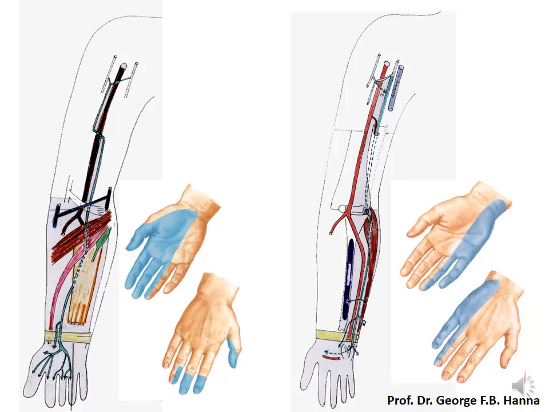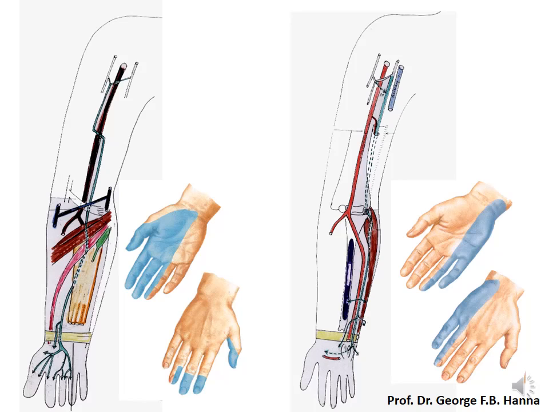The supply or distribution of each nerve: median nerve supplies 6.5 muscles out of 8 in the forearm, ulnar nerve 1.5 muscles. Median nerve in the hand supplies 5 out of 20, ulnar nerve 15 out of 20.